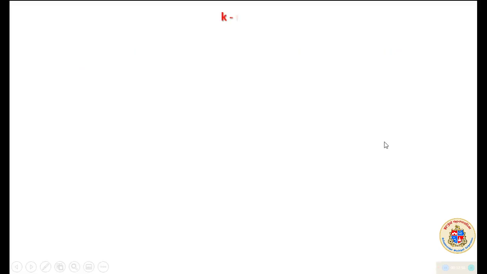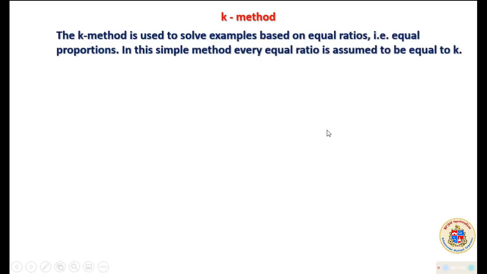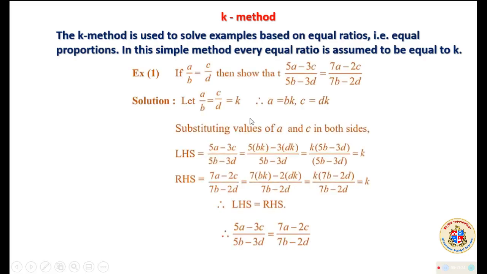This is from your textbook. You can look into the textbook for understanding it better. There is another thing mentioned in your textbook. It is the K method for solving examples based on equal ratios, equal proportion. In this example, we use a method called the K method, where we say that A upon B.